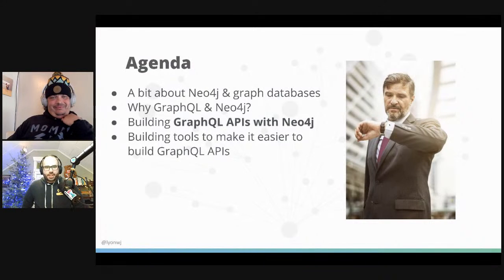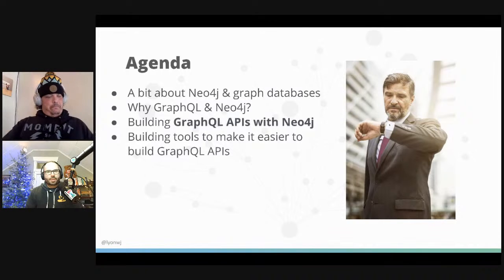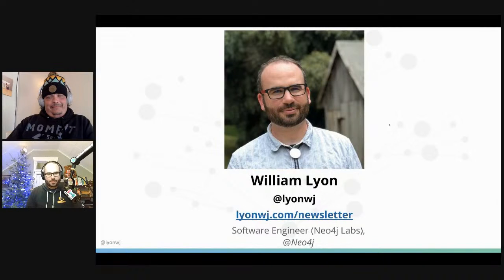So here's a rough agenda of what I'd like to talk about. I want to give a brief overview of what Neo4j is and graph databases in general, but talk more about why it makes sense to use GraphQL with Neo4j, and then focus on how we can build GraphQL APIs with Neo4j. Take a look at some of the tooling that we've built to make building GraphQL APIs with Neo4j a bit more straightforward. And then also a look behind the scenes at how we build some of those tools. So that is the plan.